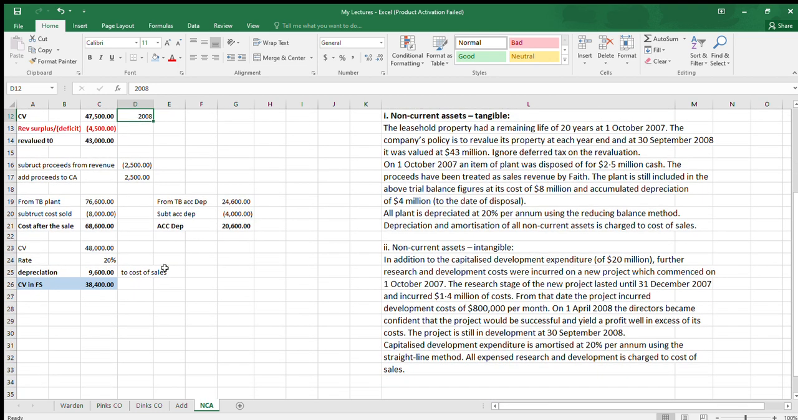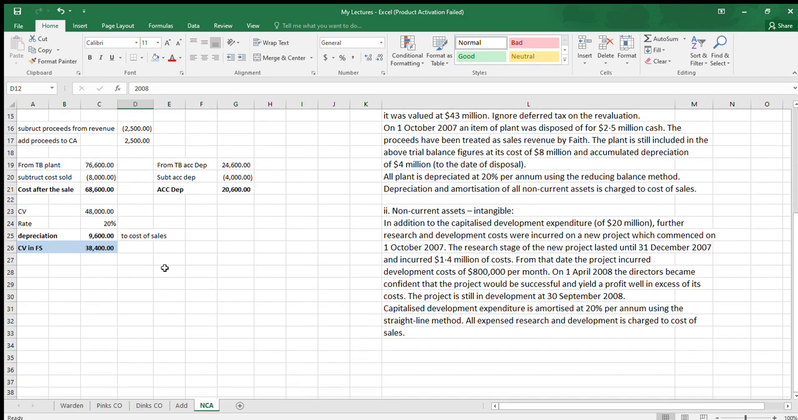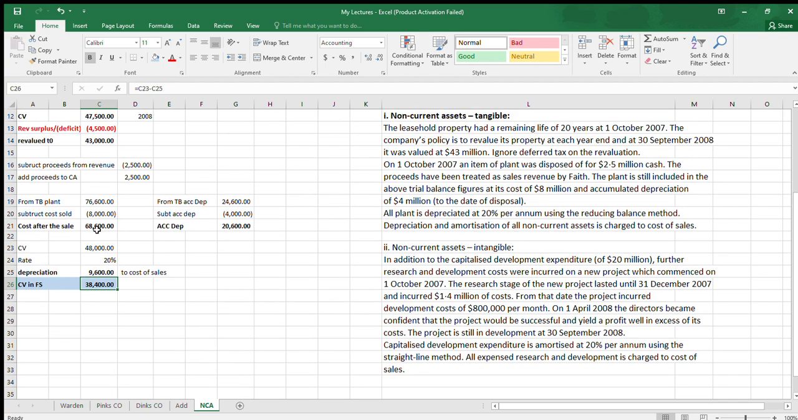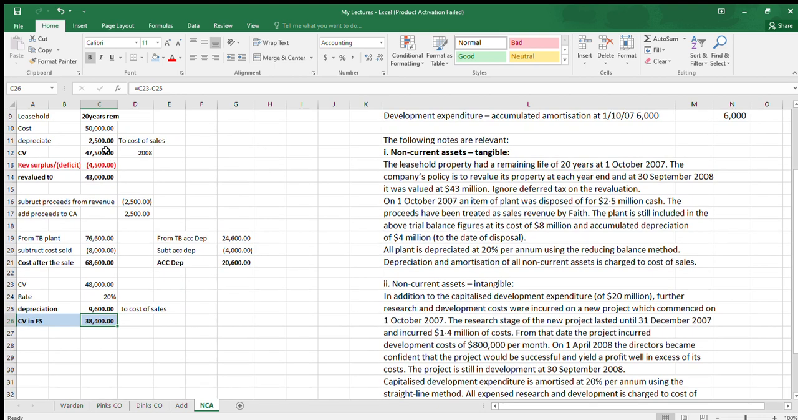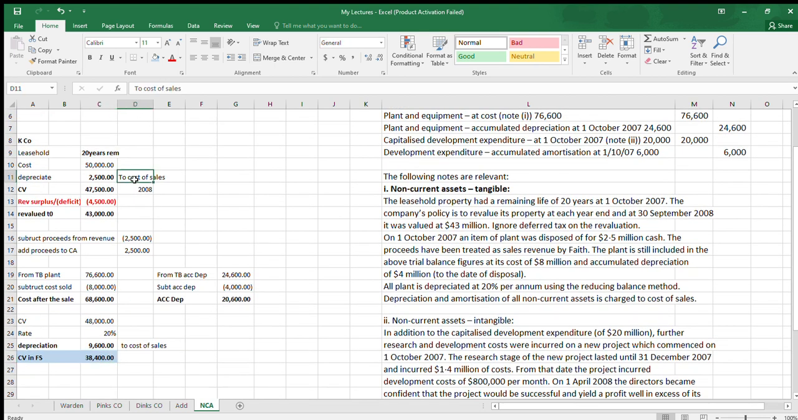So after doing your workings, you just scroll up. Okay, so this one is supposed to be in the financial statement. Okay, this one is cost of sales 9,600, because the question says that depreciation and amortization are all charged to cost of sales. So you add this to the cost of sales, you add this to the non-current asset figure, then the cost of sale for the revaluation, you add this depreciation, and this carrying value will be in the financial statement.